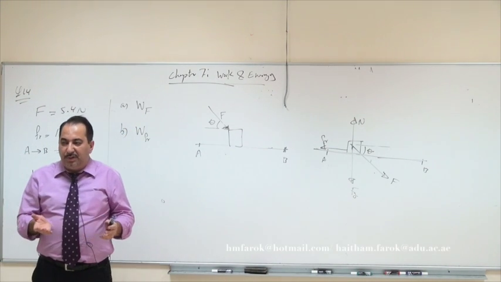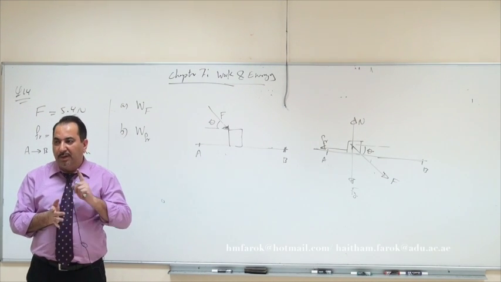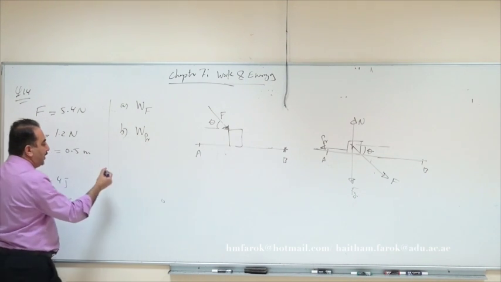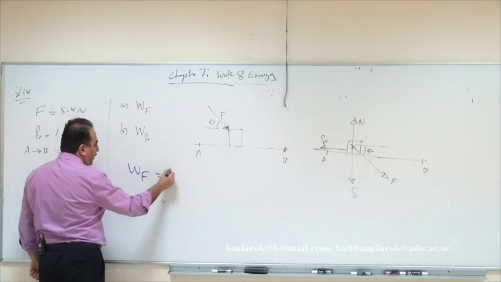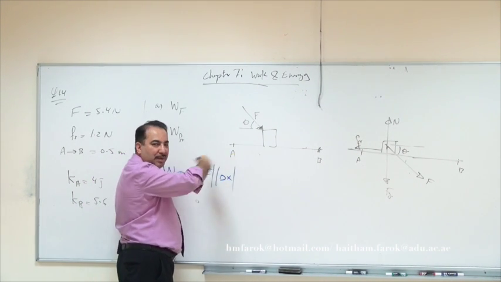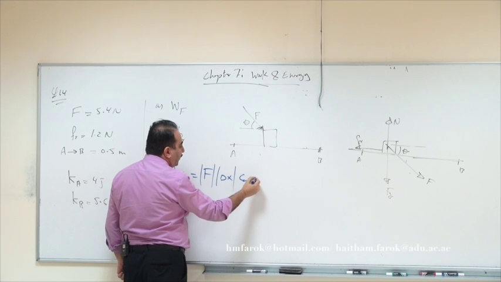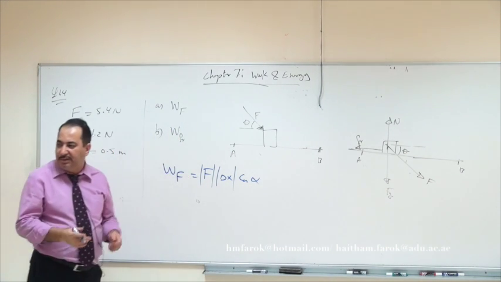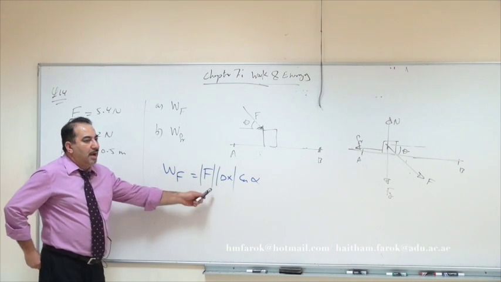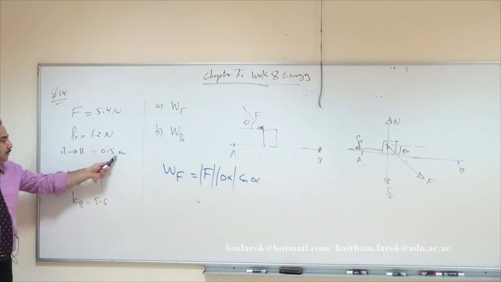The normal procedure, you need the force, displacement, cosine the angle between them. Let's see if we have all these. If I want to find WF, I need F. And here is delta X because you're moving on X, yeah? And cosine the angle between them. I'll put alpha just in case it's not the same. Do I have F? Do I have delta X?